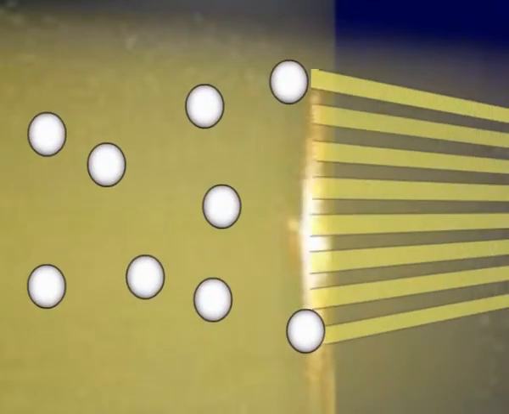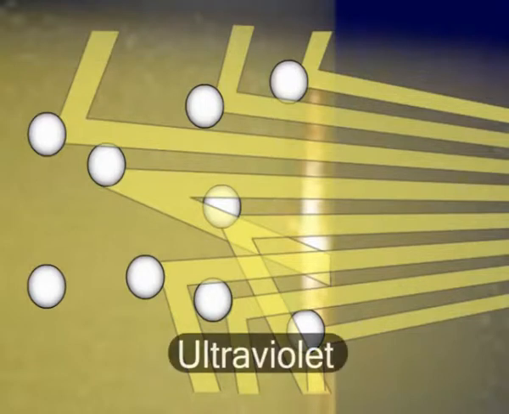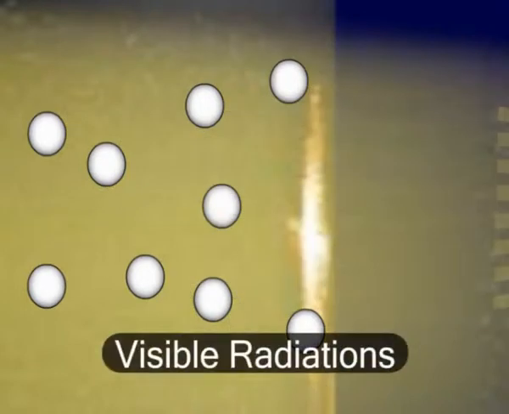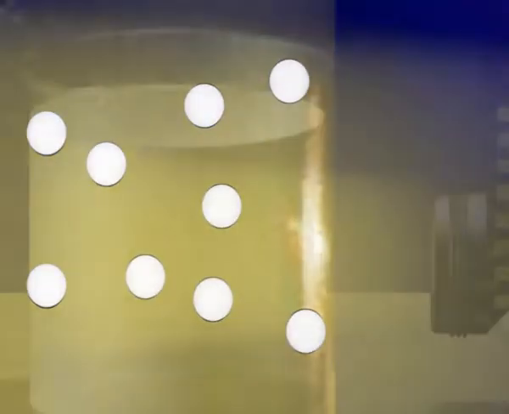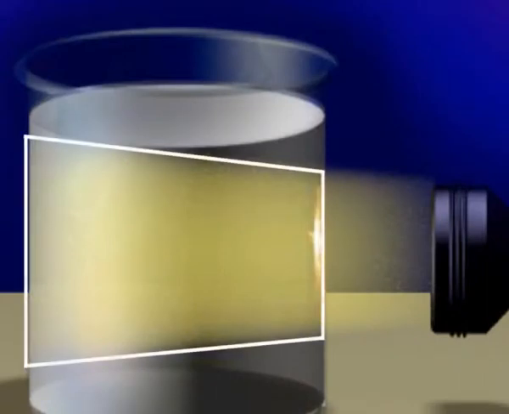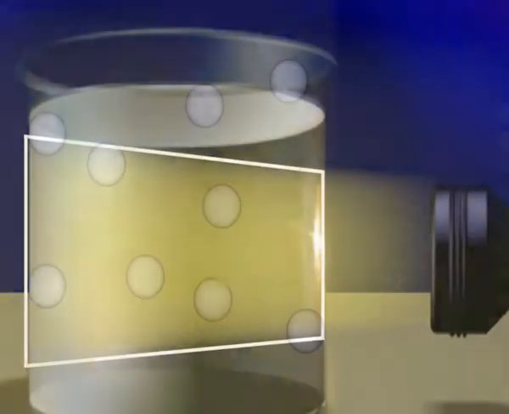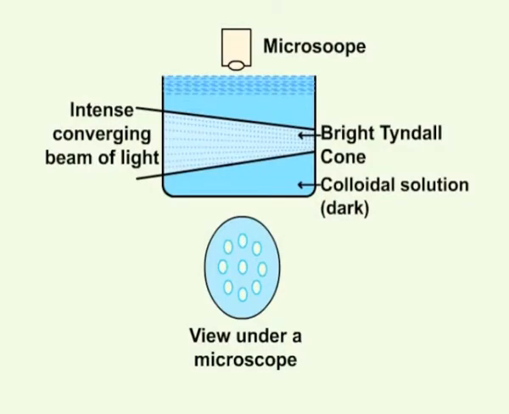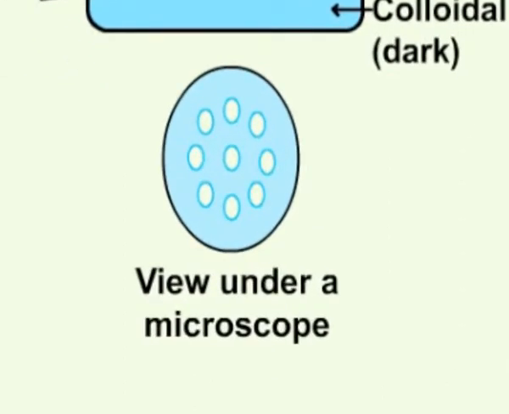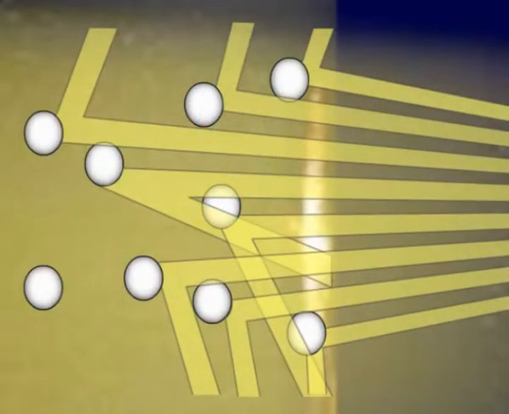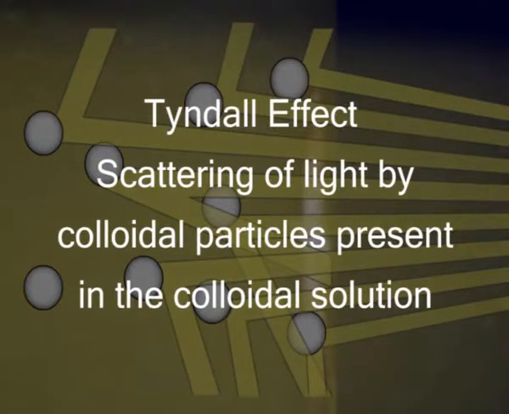Since the dimensions of colloidal particles are comparable to the wavelength of ultraviolet and visible radiations, they scatter these radiations and get illuminated. Tyndall observed that the zone of scattered light is much larger than the particle itself. This is why colloidal particles look like bright spots when viewed with a microscope at right angles to the beam of light, as shown on screen. Thus, the Tyndall effect may be defined as the scattering of light by colloidal particles present in the colloidal solution.